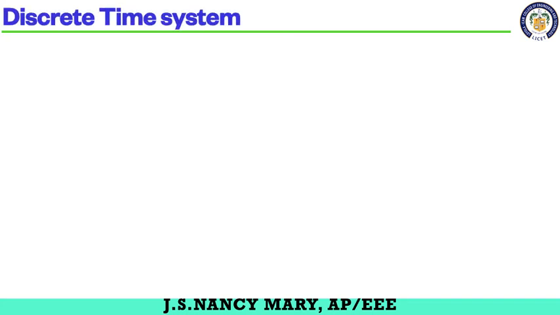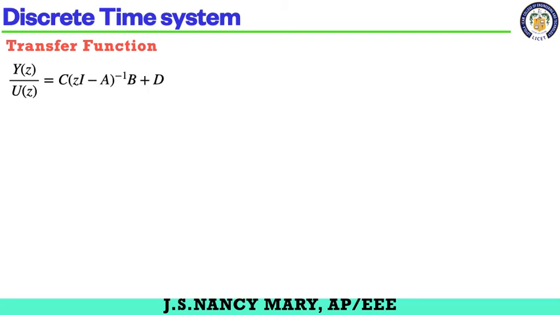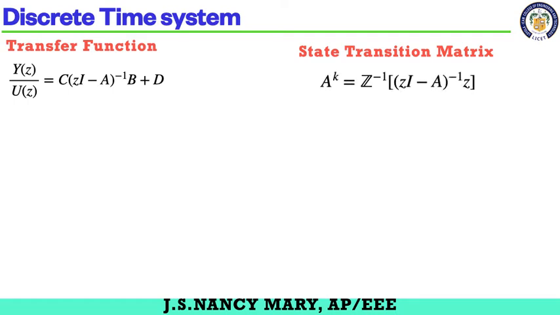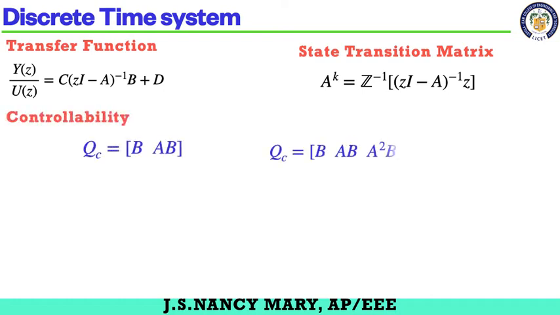Now for finding the transfer function of a discrete time system, you have to use the formula: y of z by u of z is given by c into (zI minus A) the whole inverse into B plus D. The state transition matrix is given by A of k is equal to z inverse of the whole (zI minus A) the whole inverse z. This z inverse is nothing but that you have to take the z transformation. So I am only giving it in a different z format. And controllability is the same formula that you have seen in the continuous time system. Okay, so these are the formulas.